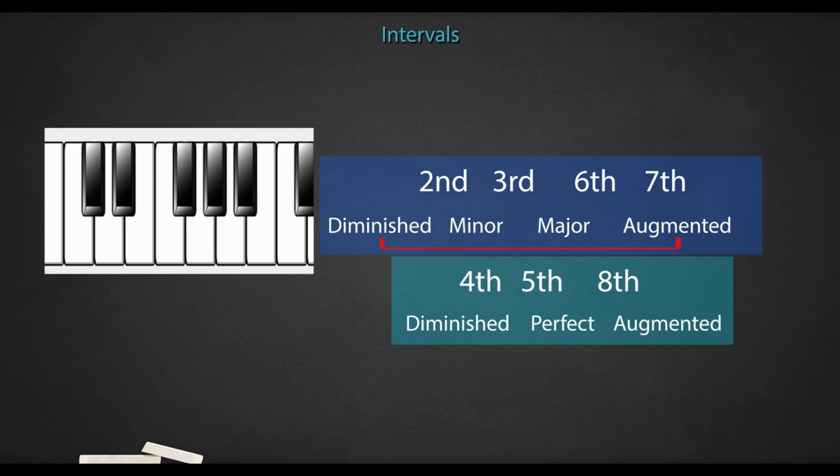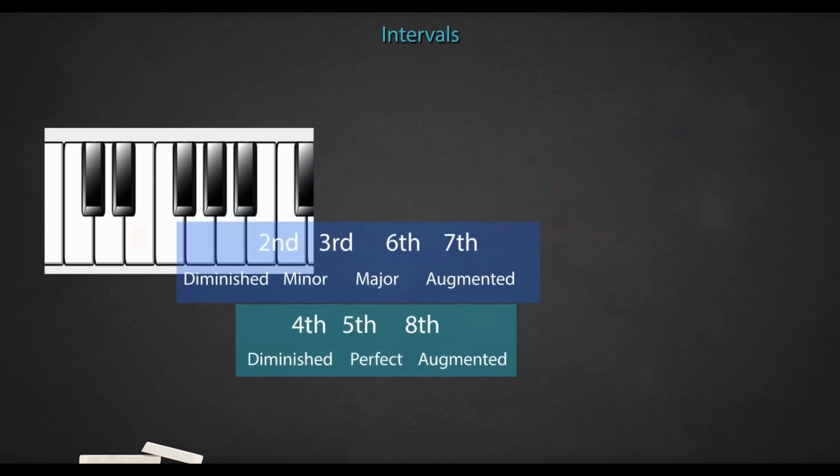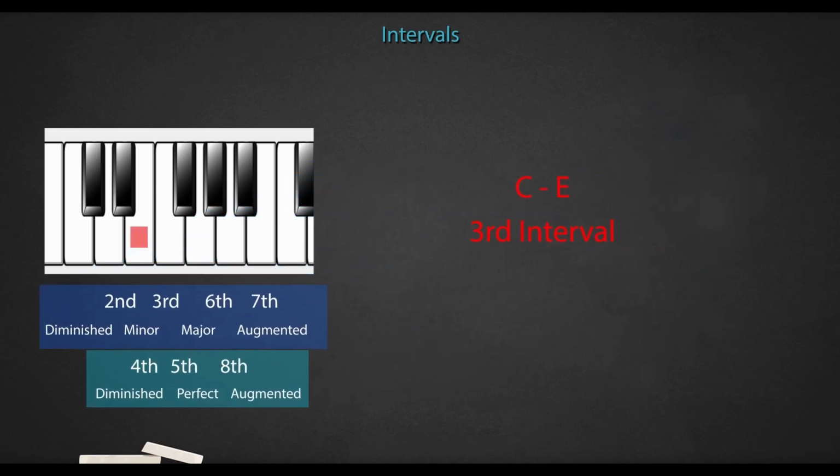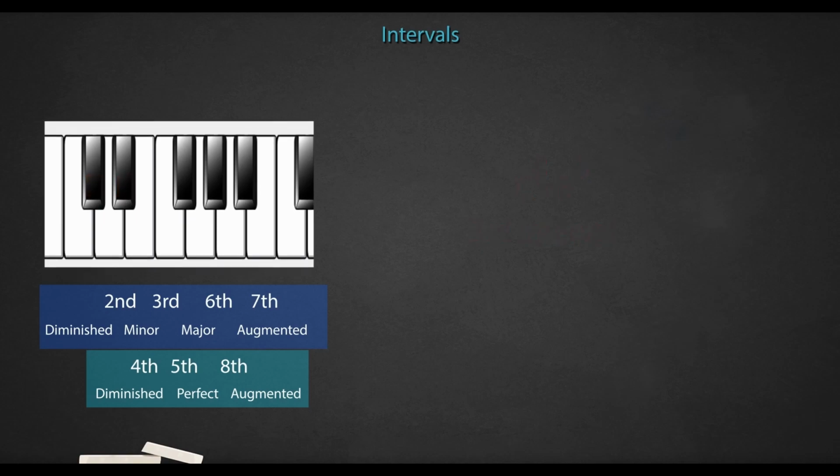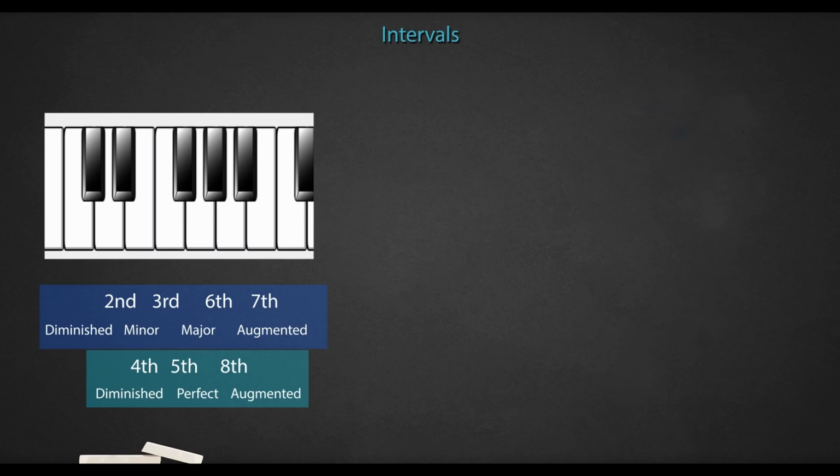Why do they need these terms? C E is an interval of third, but it's a different distance from C sharp E or from C sharp E flat. So the number isn't enough to determine the interval. Now it will be very useful if we have good knowledge of the previous chapters.